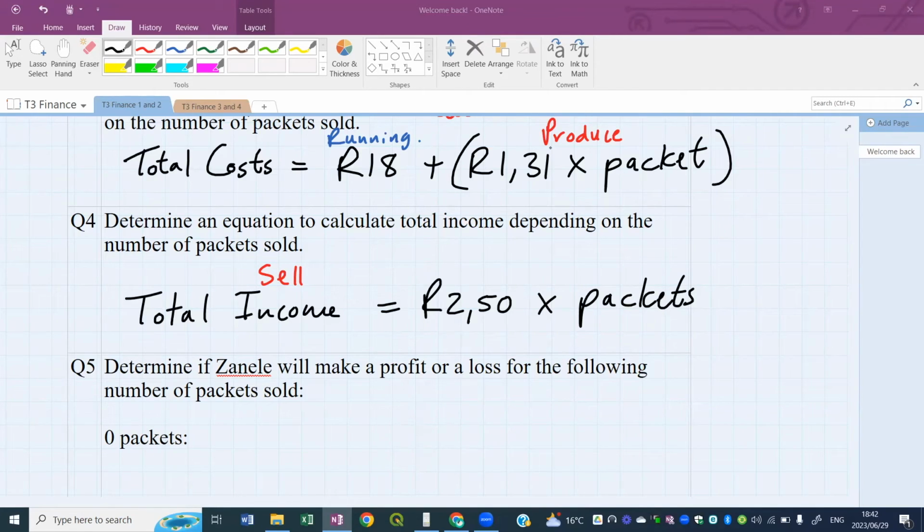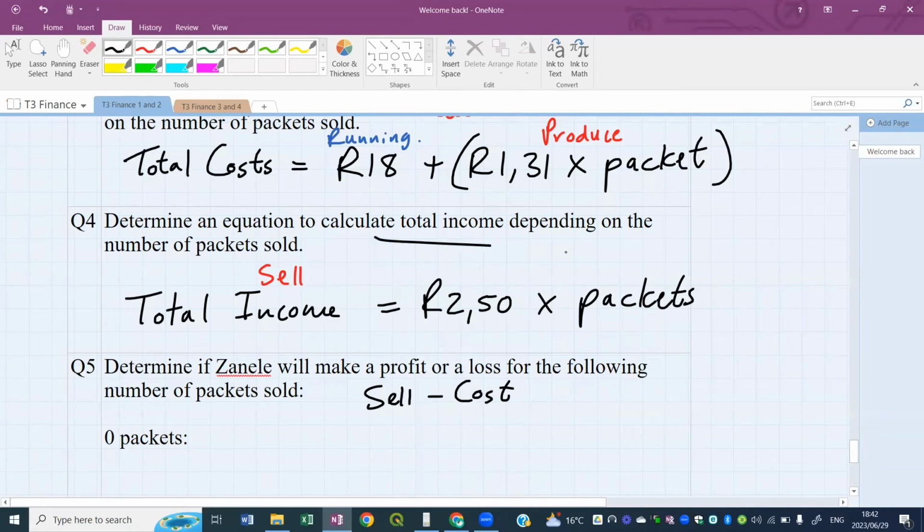We're going to take the selling price. We're going to do this exercise. We're going to say sell, which is when she gets income, minus the cost. Okay. Which is the selling one? That's this equation here, 250 times packets. Okay. So I'm going to say 250 times 0 packets. That's the income that she'll get, right?